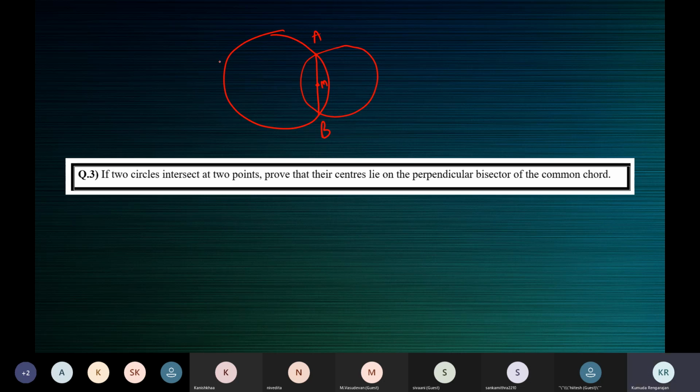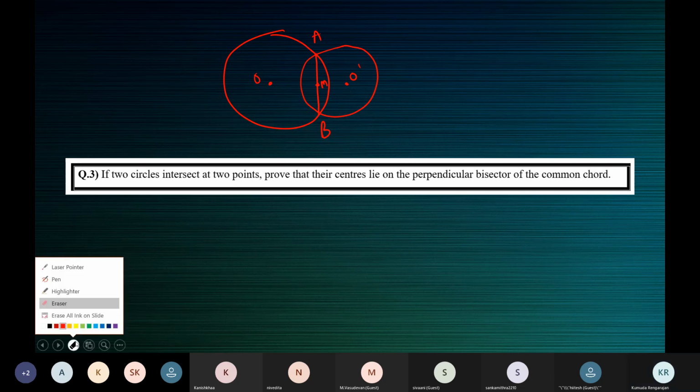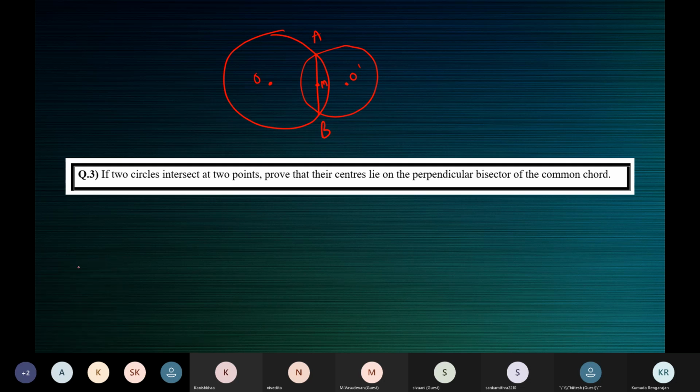Now, this circle has a center, O dash. This circle has a center, O. We've just marked the centers, nothing more. O and O dash are the centers. Okay. Now, can you join O to M? Join O to M.